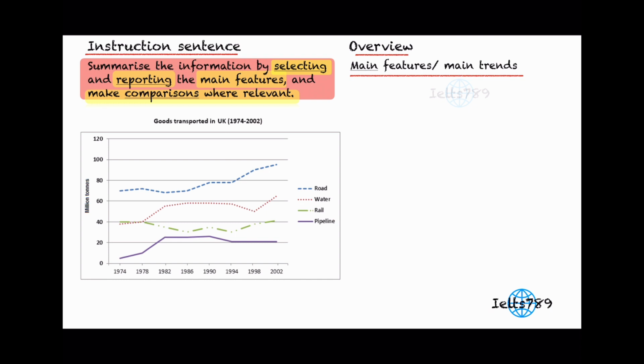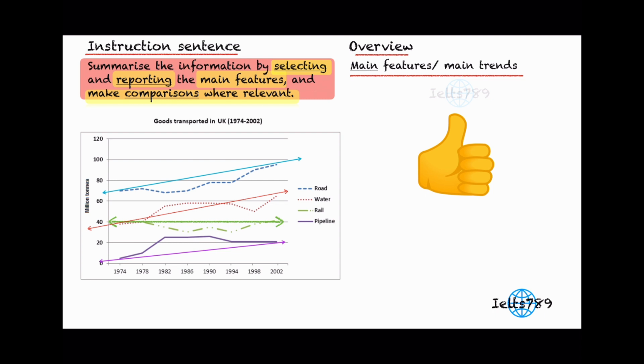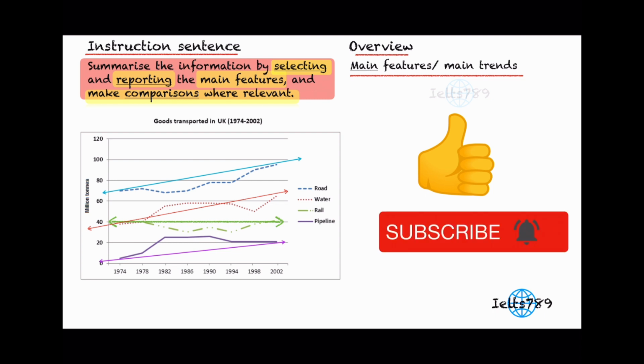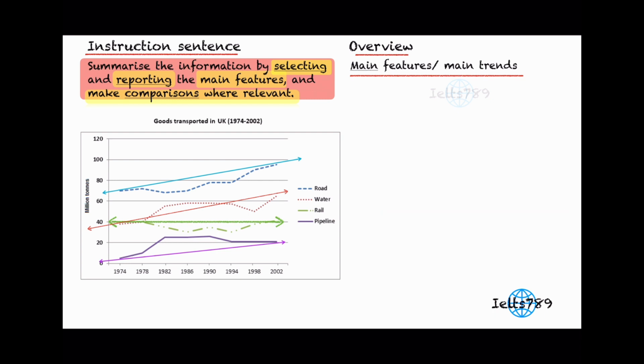Were your eyes drawn to the blue, red, and purple lines and that they were moving up, but the green line wasn't? If you did, you're on the right track. If not, it just means you need more practice analyzing line graphs. Once you do this, you'll find yourself doing better. And to provide you with more practice materials, I'll be posting more Task 1 videos.